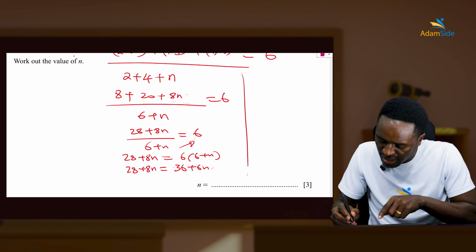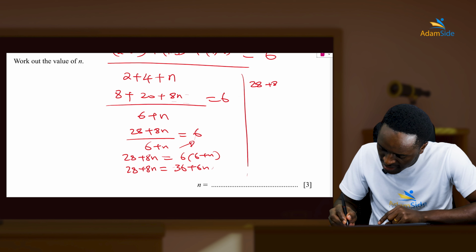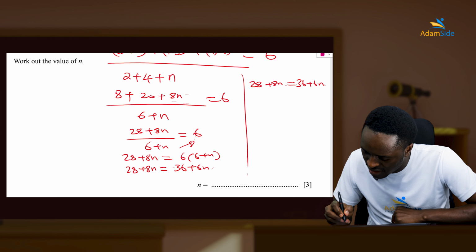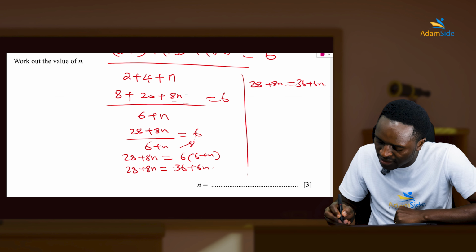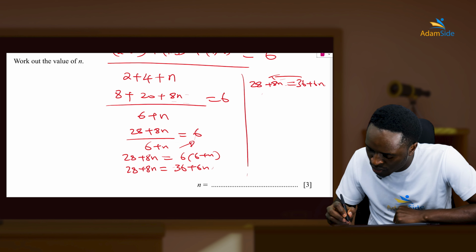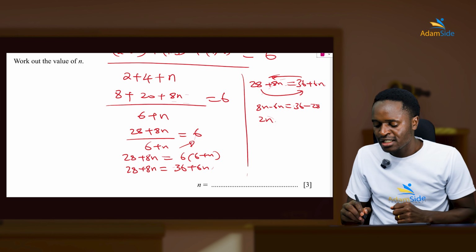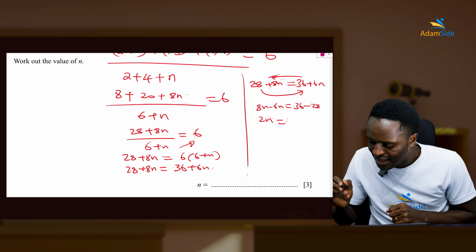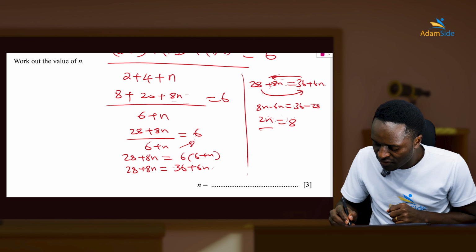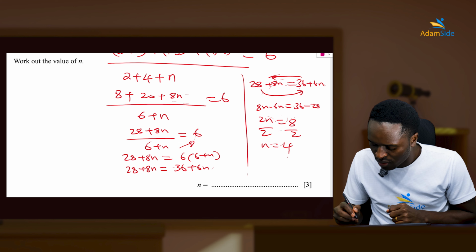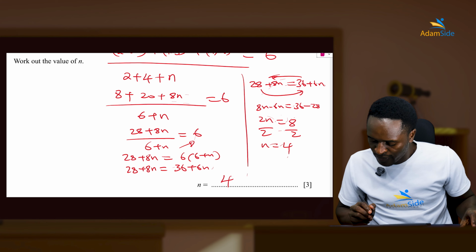Then what do you do in that case? 28 plus 8n is equal to 36 plus 6n. Then you collect like terms. 28 goes the other side, and 6n comes this side. So 8n minus 6n is equal to 36 minus 28. 8n minus 6n is 2n. 2n is equal to 36 minus 28, which is 8. So divide by 2, n is equal to 4.